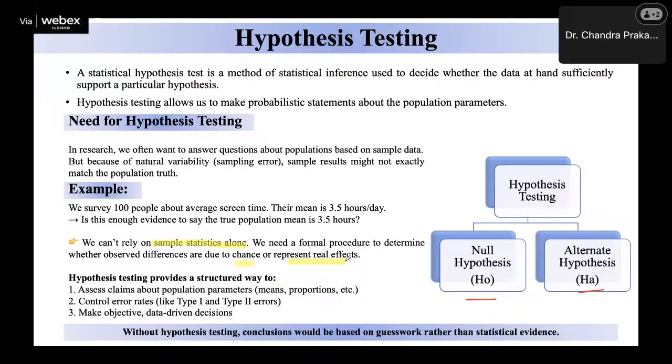We will also see how we can control the errors, such as type 1 and type 2. We will talk about what these are. And then we can come up with some decision, and we can make an objective and data-driven approach. Without hypothesis testing, conclusions would be based on guesses rather than statistical evidence. That's why I was telling you that we need to come up with some support using these tests.